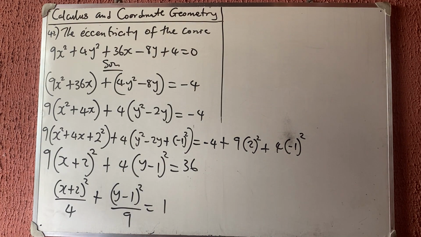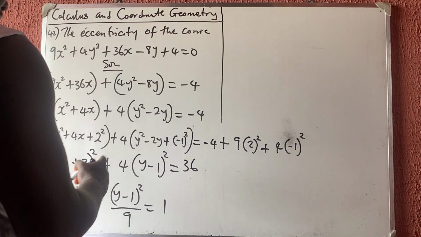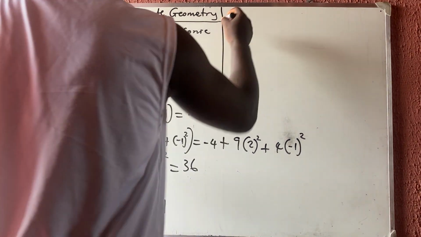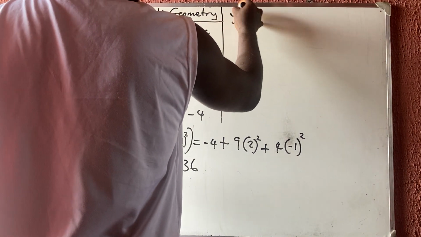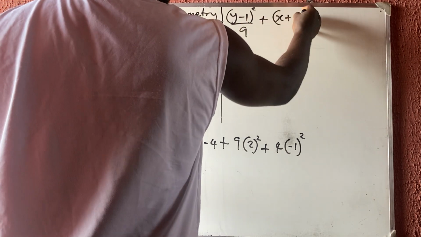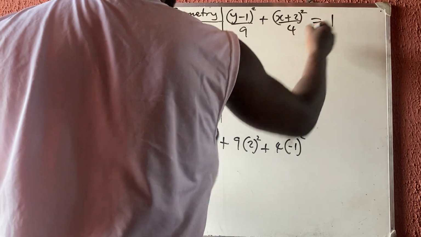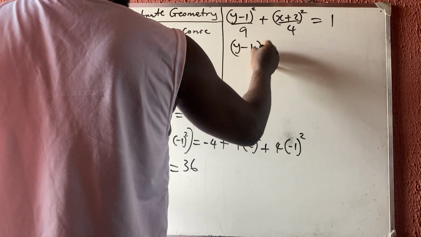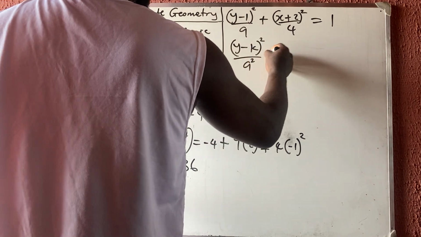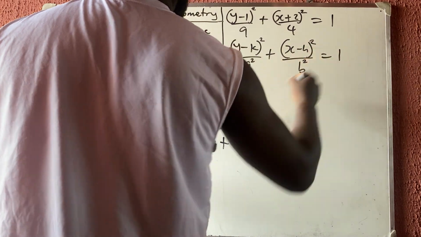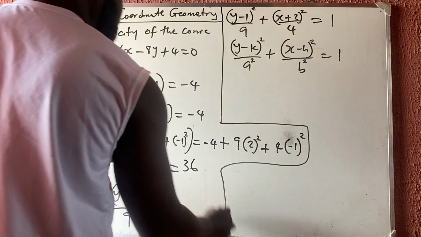Okay. So now, if you look at this equation, this is an ellipse equation parallel to the y-axis. Why? Because the denominator of y is greater than the denominator of x. So I'm going to have that. Let me write it as (y minus 1) all squared over 9 plus (x plus 2) all squared over 4 is equal to 1. So if I write the ellipse equation, I'm going to have (y minus k) all squared over a squared plus (x minus h) all squared over b squared is equal to 1.